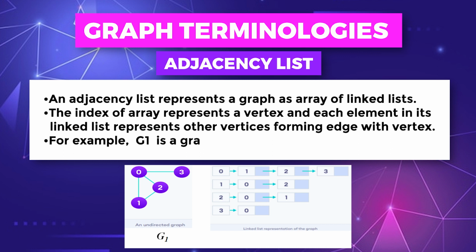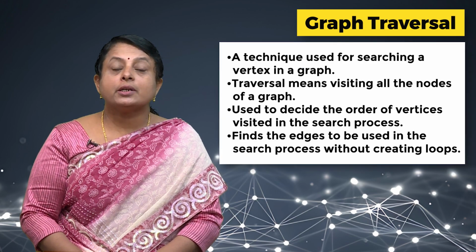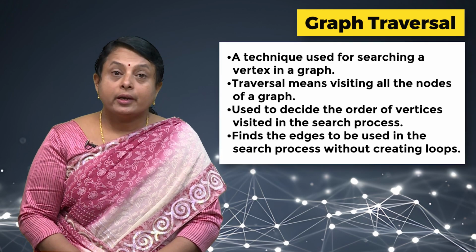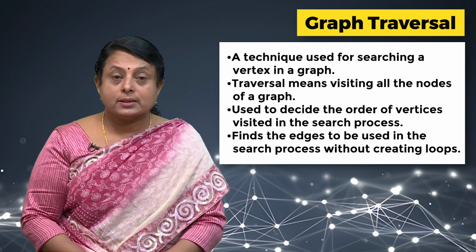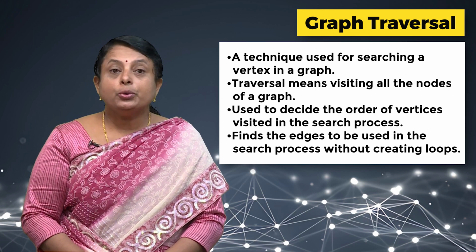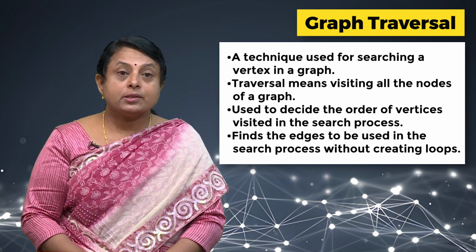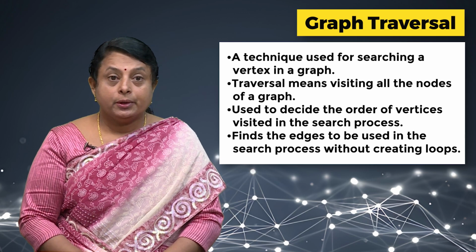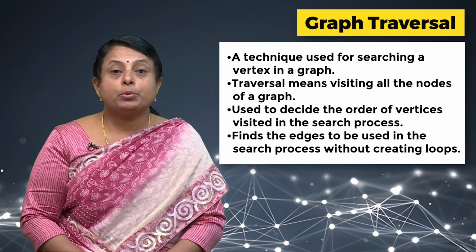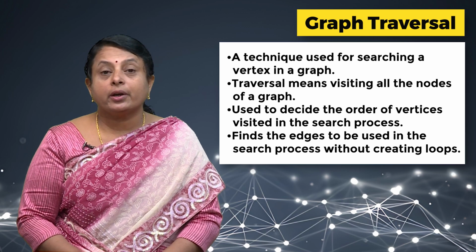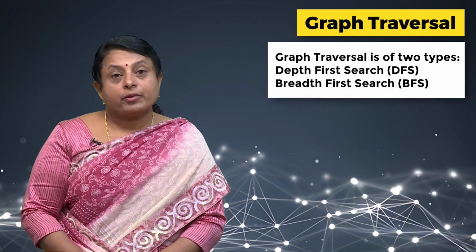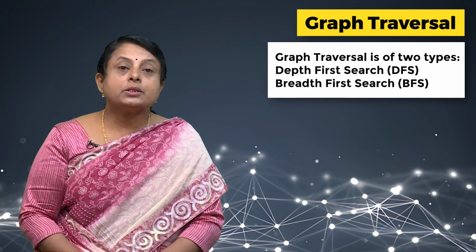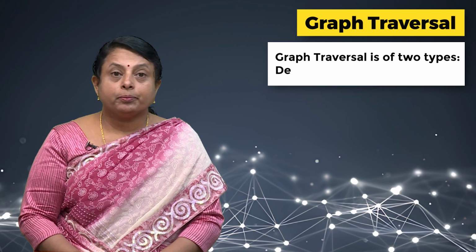as its adjacent node. Graph traversal is a technique which is used for searching a vertex in a graph. Graph traversal means visiting all the nodes of the graph at least once. Graph traversal is used to decide the order of the vertices visited in the search process. It helps to find edges to be used in the search process without creating loops or cycles. There are 2 types of graph traversals, depth first search and breadth first search.